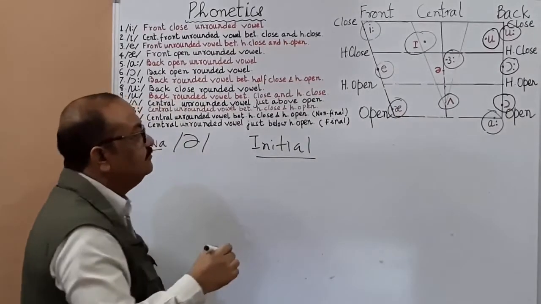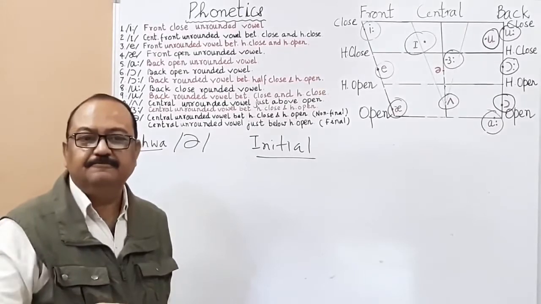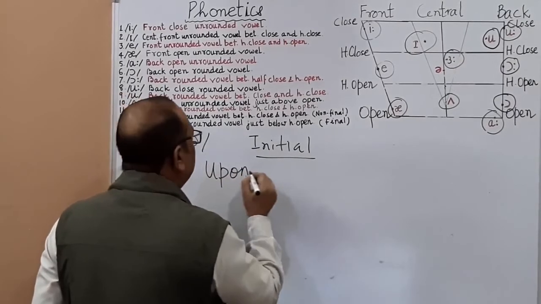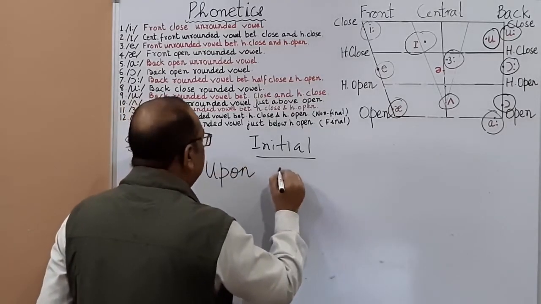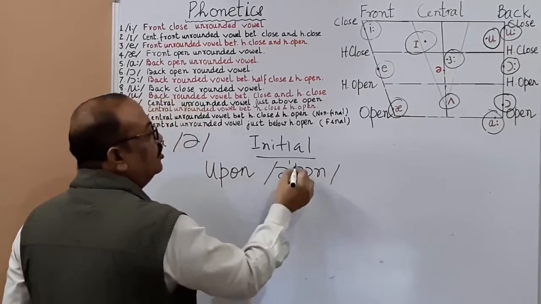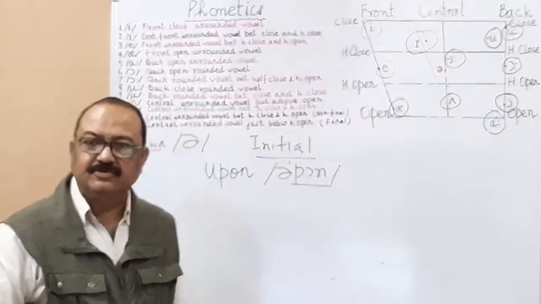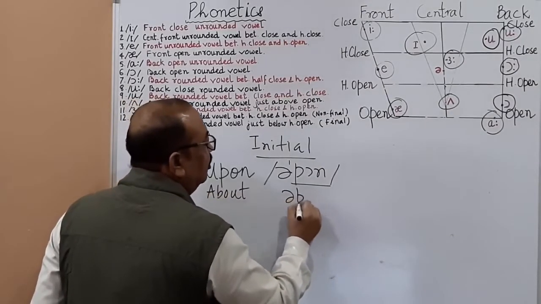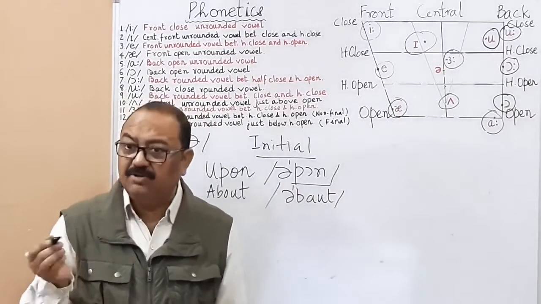Now let's discuss initial. Can you tell me a word? Upon. Good, very nice. So now you can remember, if you are asked to mark stress, how do you mark? You write the schwa first and then pon. So the stress would come on the second syllable. Upon, yes. And about. Again the stress will come on the second syllable.